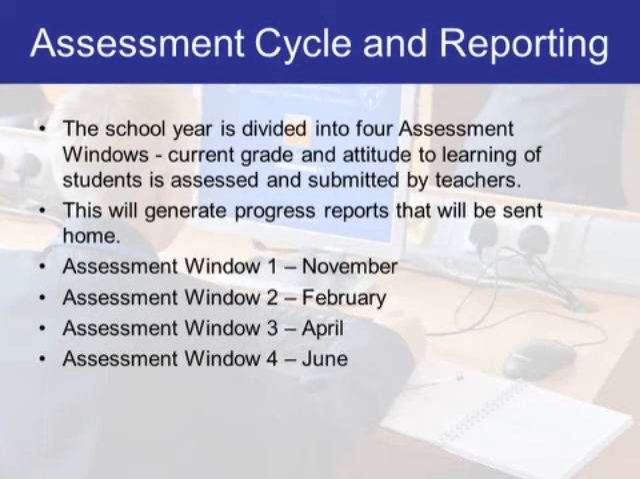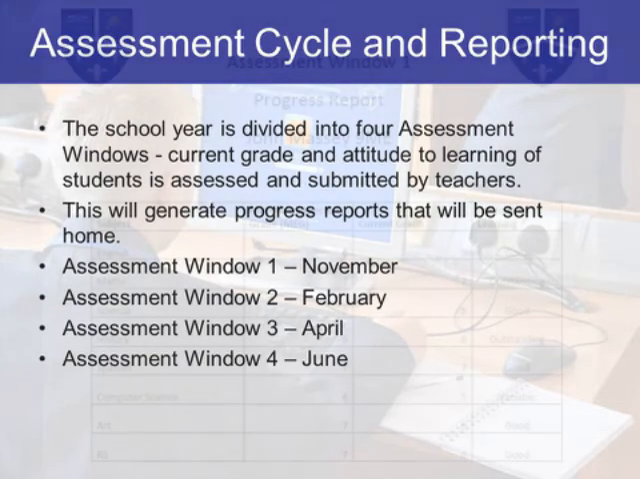Our assessment cycle and reporting system has also changed. You will receive 4 reports this year, which will tell you what their minimum expected grade is, what your child's current grade is, and also what their attitude for learning is like. Now these 4 windows are November, February, April and June. And you will receive a report which looks similar to this one.